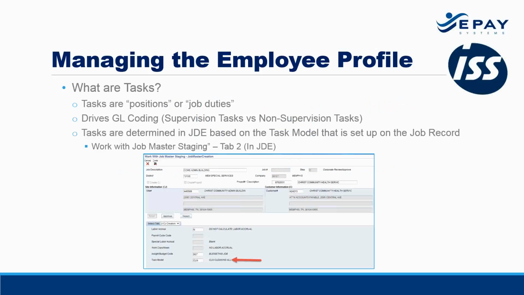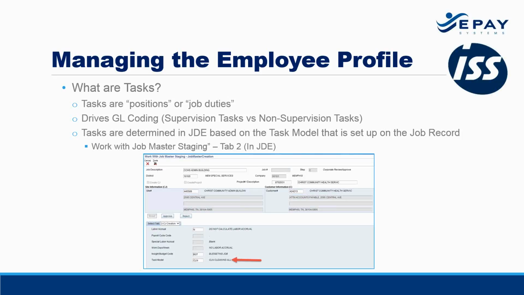First off, tasks are the positions or job duties that the employee is going to be working at that job site. It drives the geocoding, and basically determines if it's a supervision task or a non-supervision task when it comes down to payroll. Kind of how payroll works is, obviously everyone gets paid, but more so, every employee labor entry, every time record is actually coded to a specific task, which in turn goes to a specific account over on our JDE accounting books. So in accounting, we can go through there and run reports and determine how much labor went to supervision versus non-supervision. So it's very important that the task is correct.